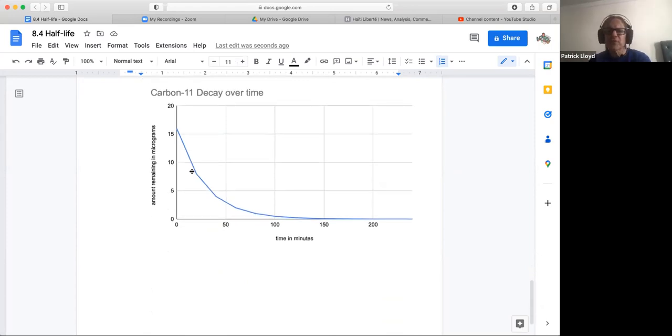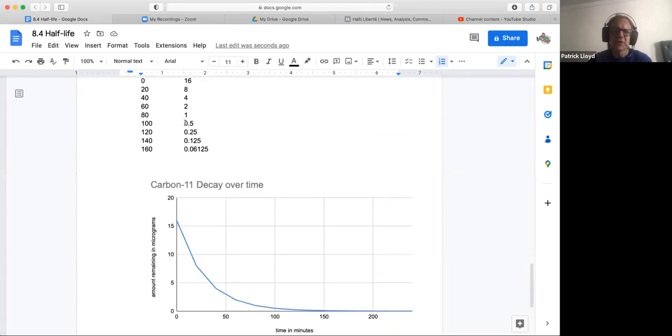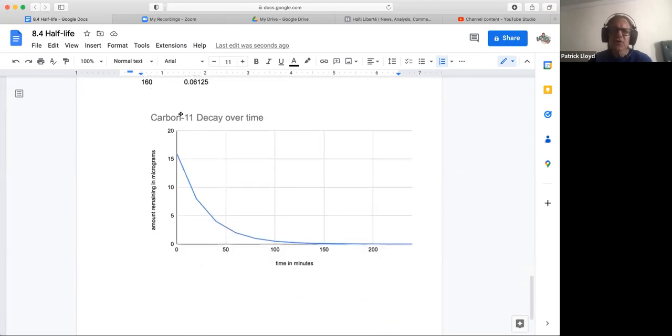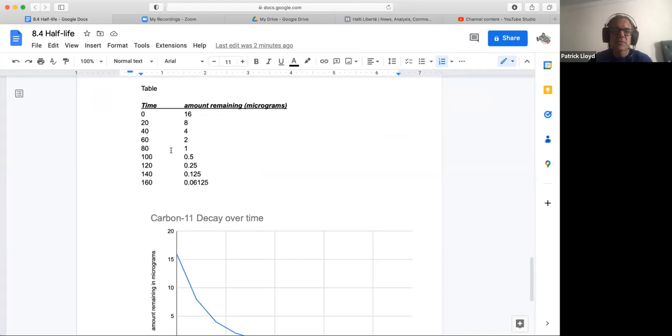So here's a graphical analysis. This is going to show the same data. I just took all these numbers here and put them in a graph. This is the carbon-11 decay over time. On the y-axis, the vertical axis, I have the amount that's remaining in micrograms. And on the x-axis, I have the amount of time in minutes. So this graph corresponds to this data.